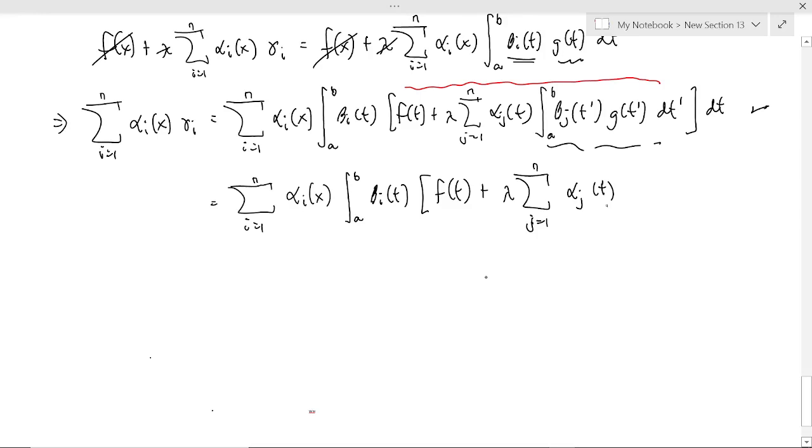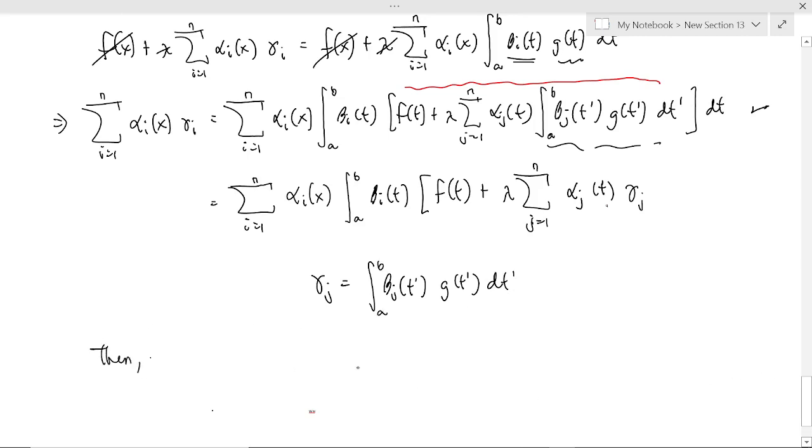Hello guys, so we continue our discussion about integral equations. We actually stopped somewhere here, where this integral part of this equation could be written as lambda times gamma j. Okay, where obviously gamma j is this one: the integral of b_j(t'), g(t') dt', evaluated from a to b.